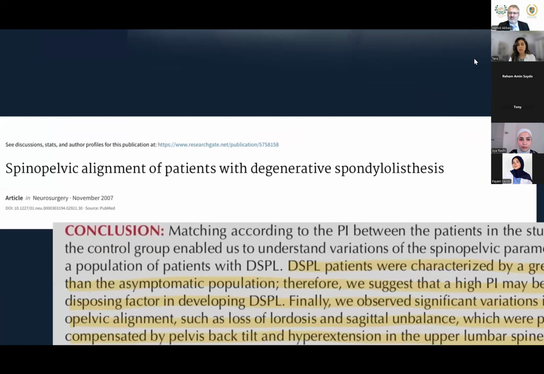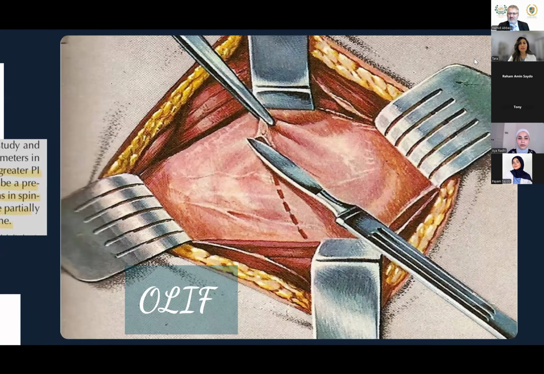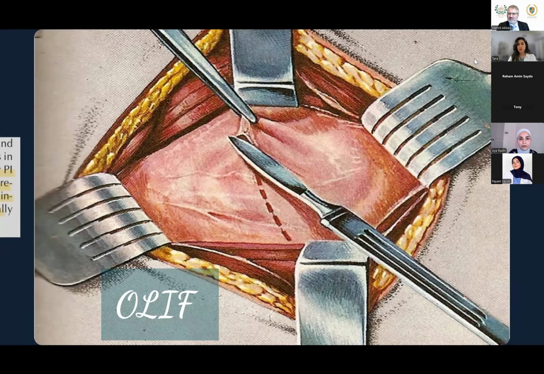One of the studies said that degenerative diseases might be more common in persons with a high pelvic incidence and high sacral slopes, compared to the ones with flatter backs, who are more prone to discogenic problems. So before I go to OLIF, I want to mention what MIS is.